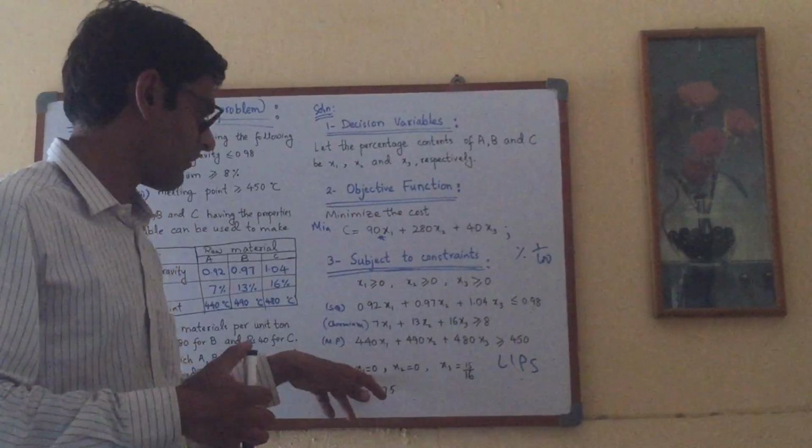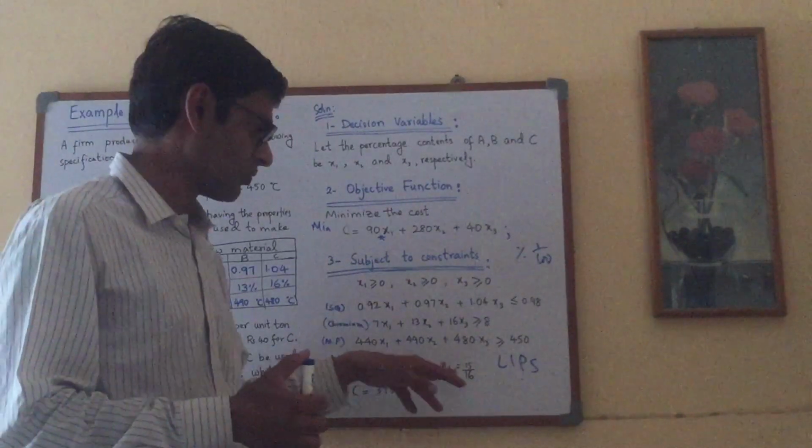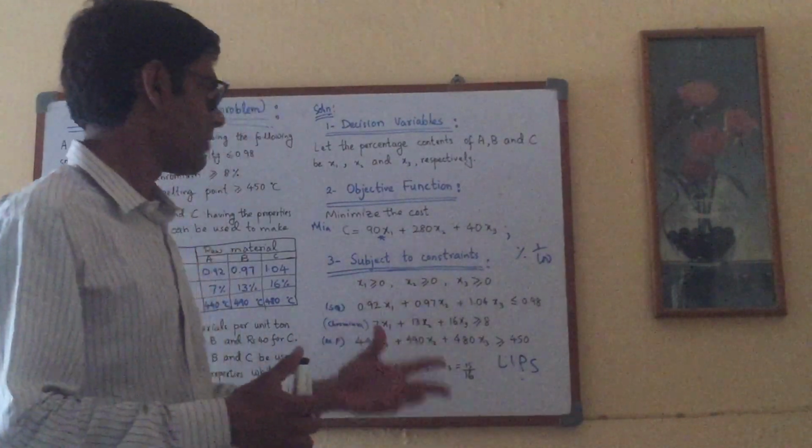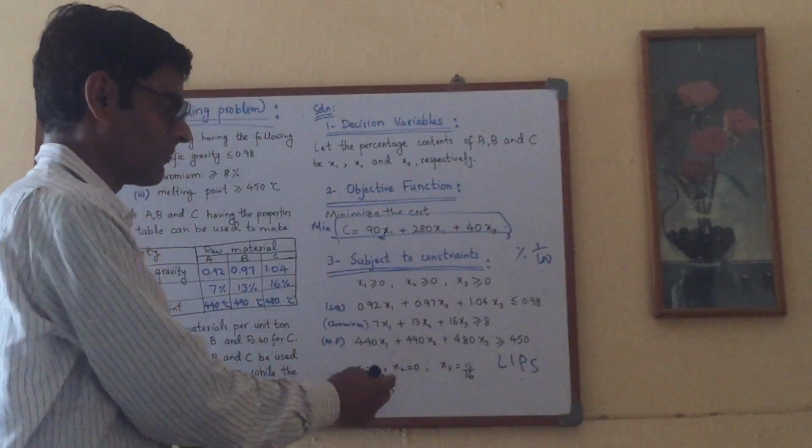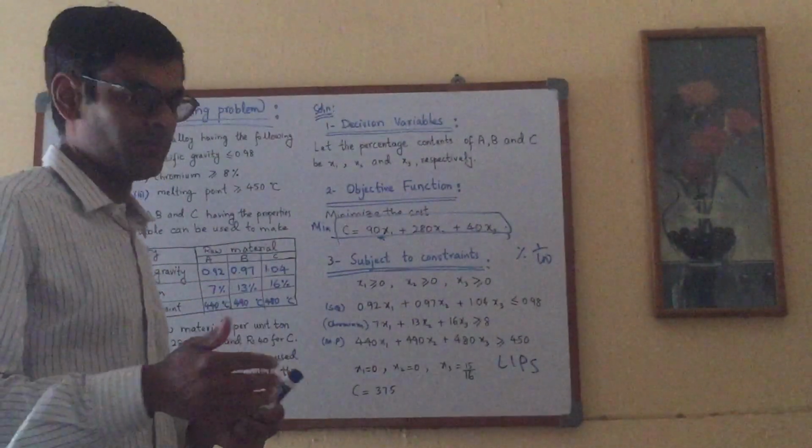So I have found x1 is equal to 0, x2 is equal to 0, x3 is equal to 15 over 6. We plug it in this equation, so we find cost is equal to 37.5. This is our minimum cost.